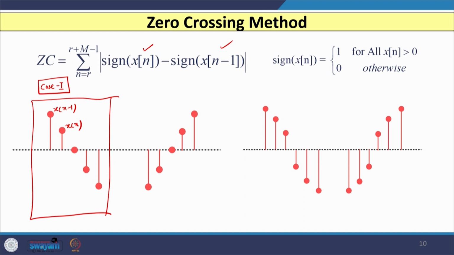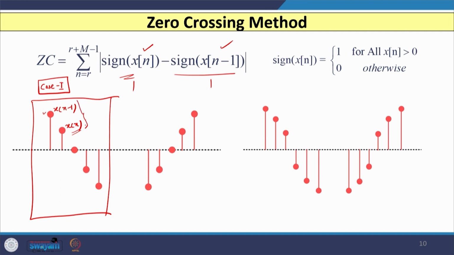In this case when you consider x[n-1], you can see that it is greater than 0, so this value comes out to be 1, and x[n] is also greater than 0, so this value also comes out to be 1. If you take the difference of that and then the modulus, you will get 0. So, there is no zero crossing when you consider these 2 samples.